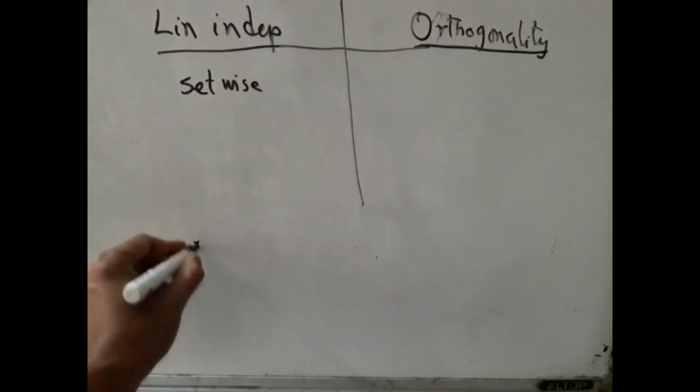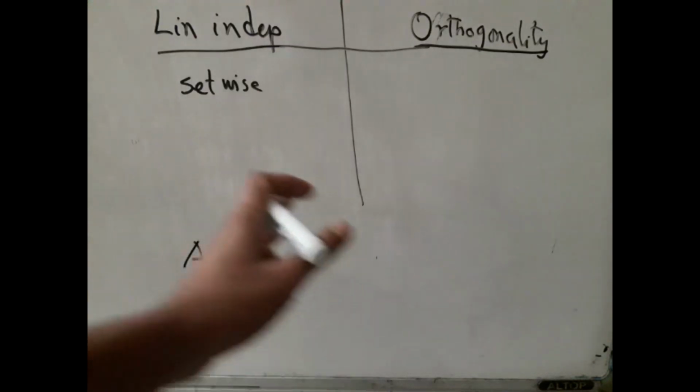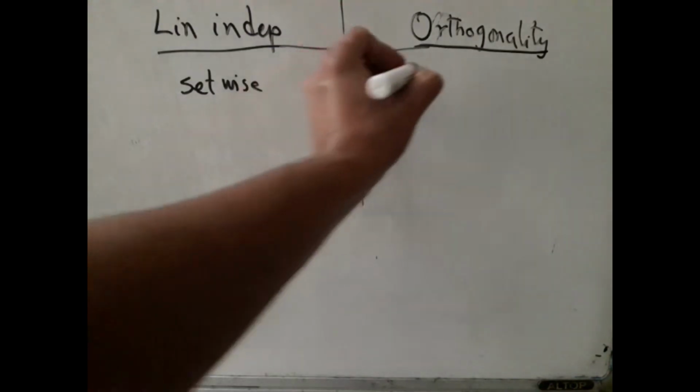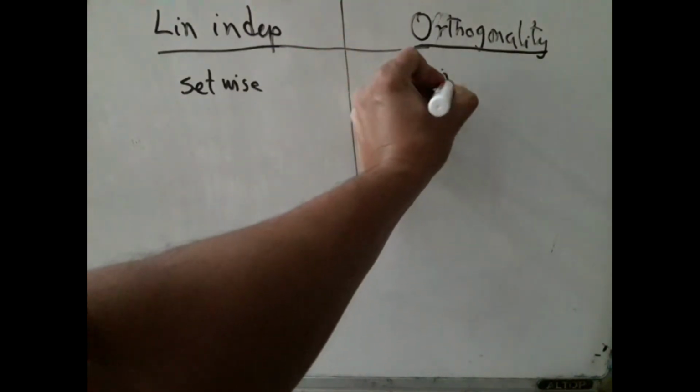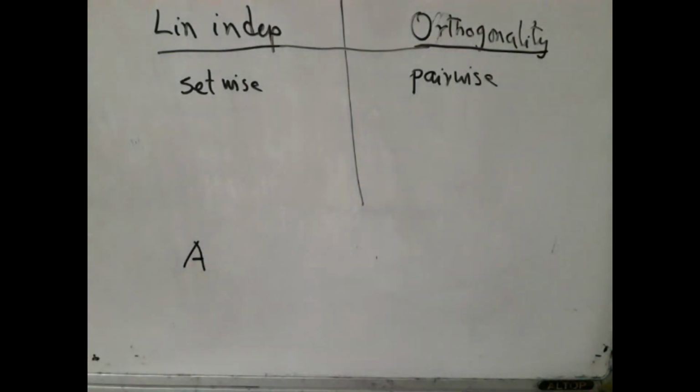So when I say a set is linearly independent, you have to take the entire set into consideration to define it. On the other hand, orthogonality is a pairwise property. You have to take only 2 elements at a time and do some check, and you will get the result.